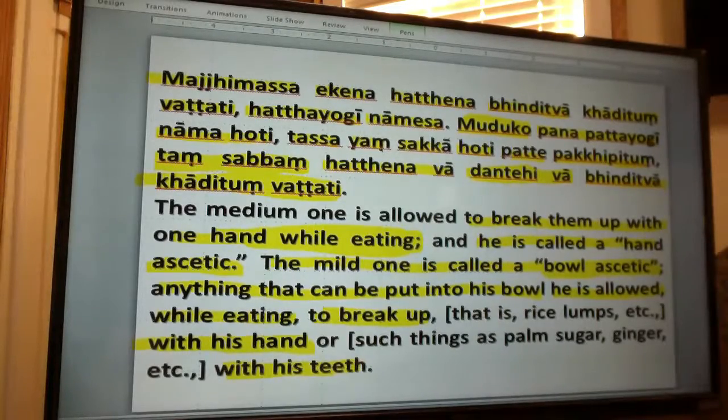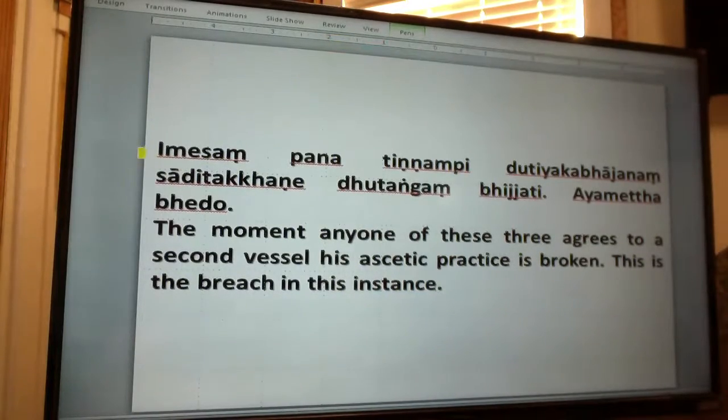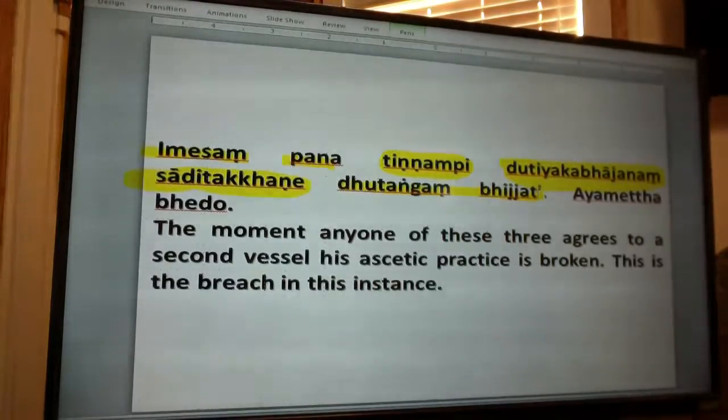Okay, so this is three kinds of grade. We have to understand the different practice, a little bit different practice. Imesan Pana Dainambi. Daina is three. Ukkattha, the strict one, Majjhima, medium, and Muduka is the mild one. So these three, Dutiya Bhajana, the second container, Sadita Khani. If they agree to use the second container, Tudingam Baichati. So that ascetic practice is broken.